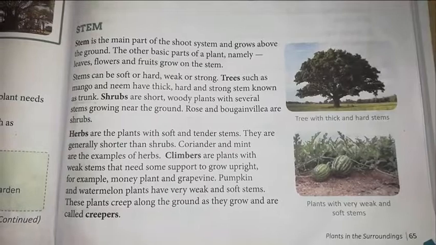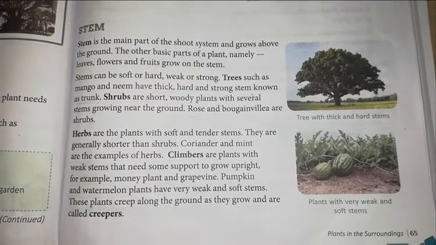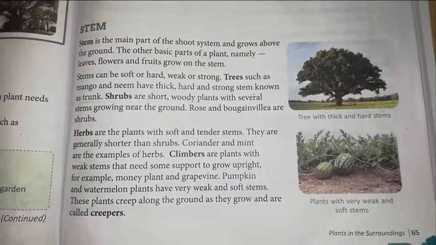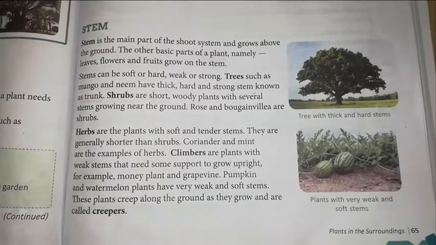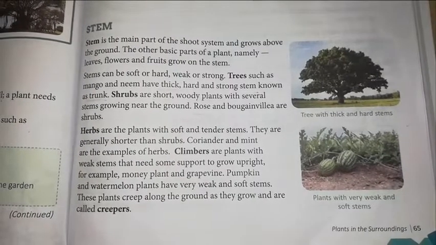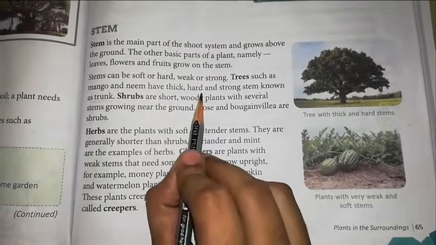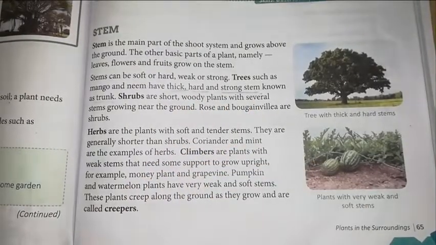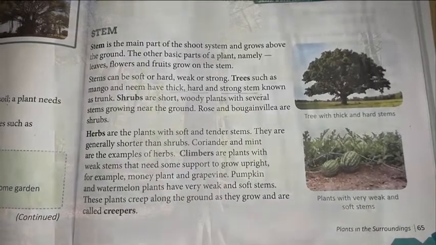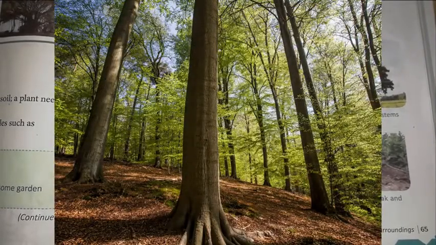Stems are of different types. They can be soft, hard, weak and strong. Trees have thick, hard and strong stem. It is called trunk. So what is a trunk? Trunk is thick, hard and strong stem. It is called trunk. Look at this picture. This is the trunk of the tree.